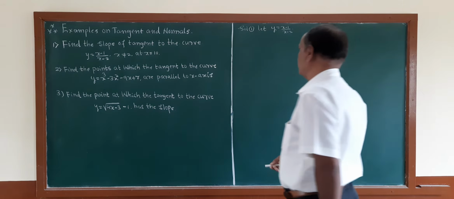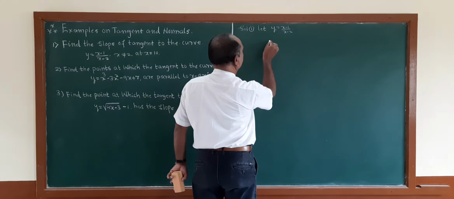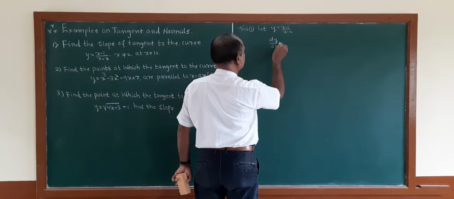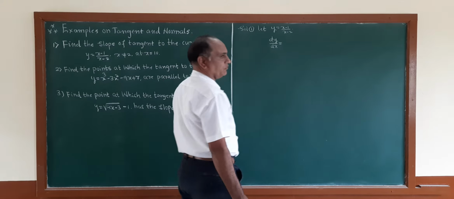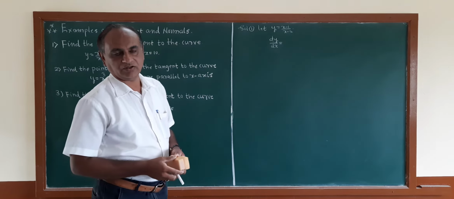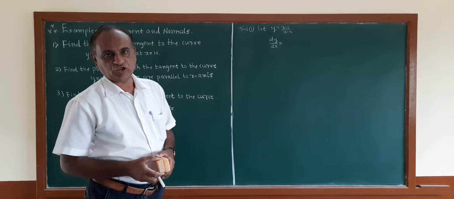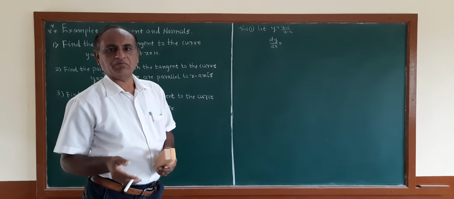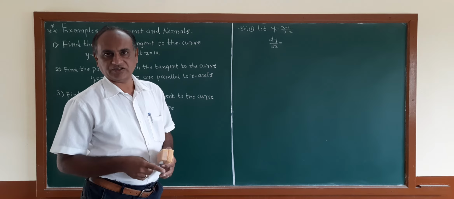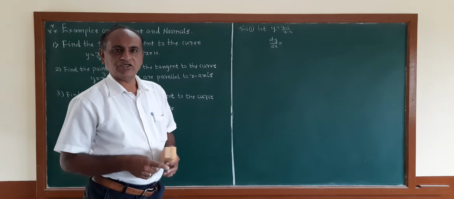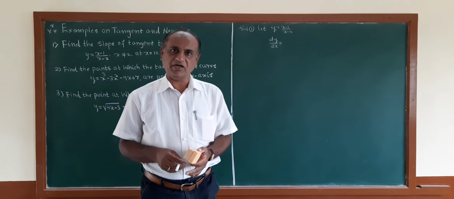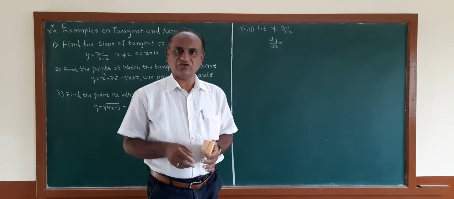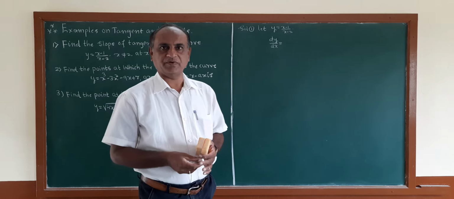So the derivative dy by dx is equal to, applying the quotient formula, u by v: v into du by dx minus u into dv by dx, divided by v square. That is, denominator into d by dx of numerator, minus numerator into d by dx of denominator, divided by denominator square. Okay.